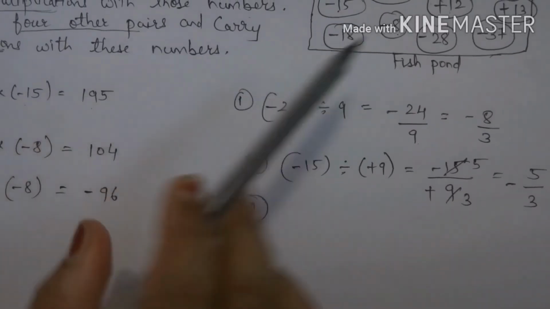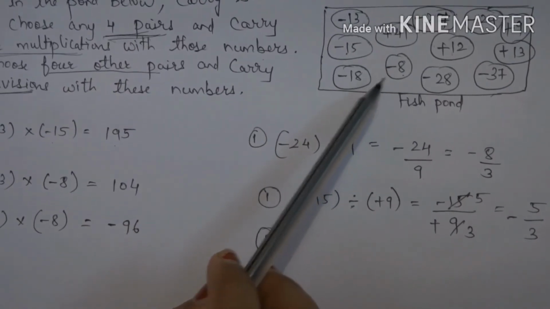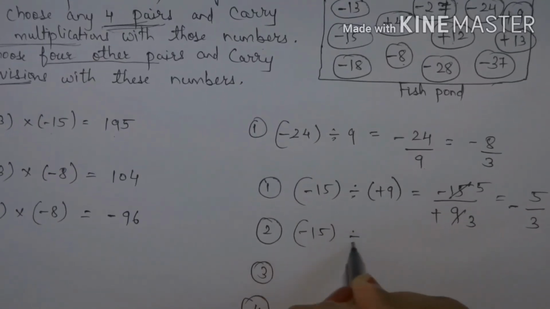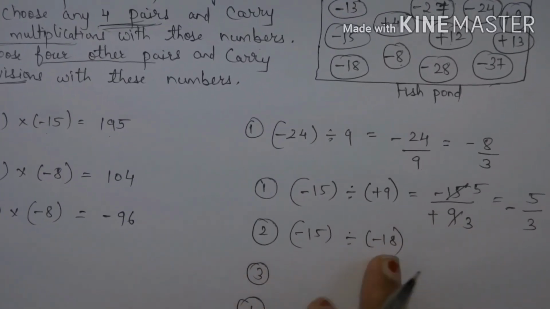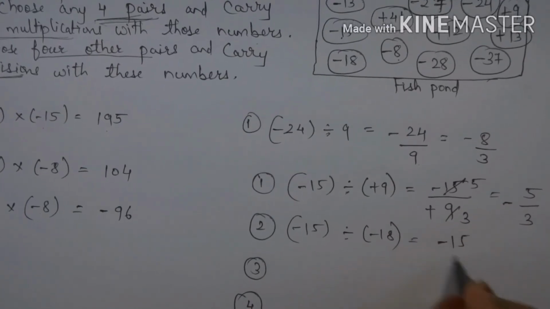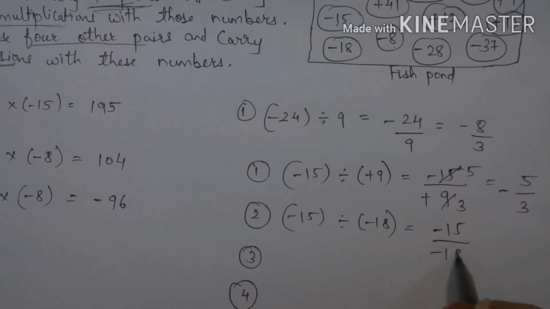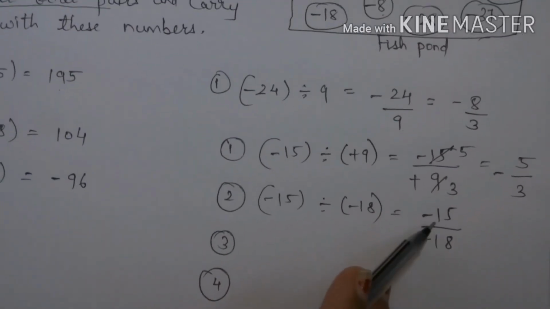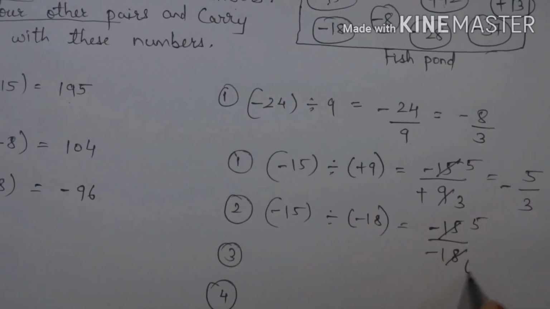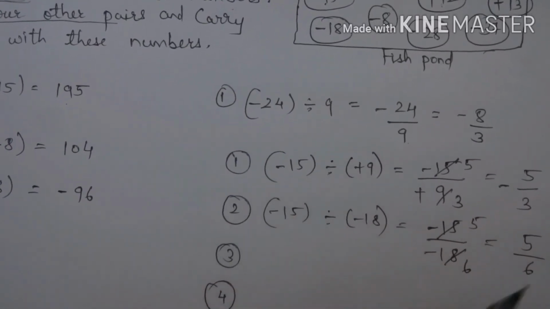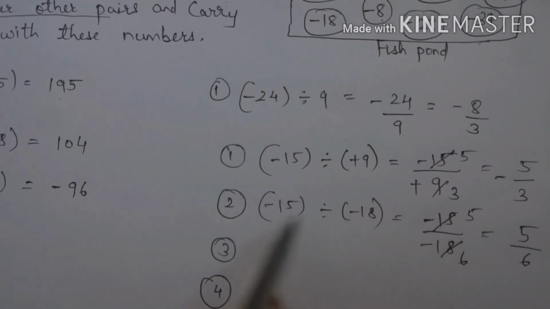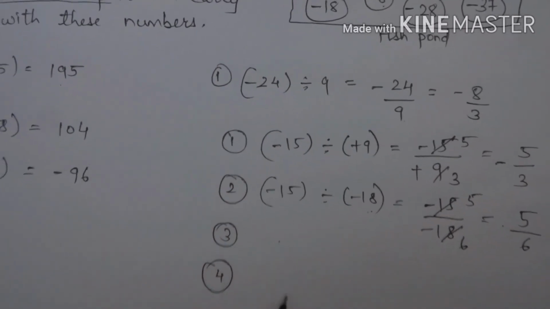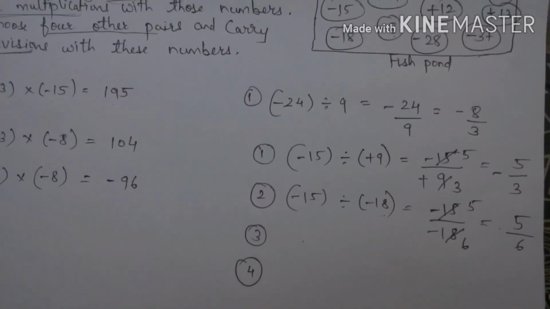One more I am taking. I will take minus 15 and minus 18. Minus 15 divided by minus 18. Write them in fraction form. Minus 15 upon minus 18. Reduce these 2 numbers. See the table in which both the numbers will go. 3's table. 3 5s are 15, 3 6s are 18. So what fraction did we get? Reduced fraction 5 upon 6. Minus minus is plus. Plus we are not putting. So we got 2 examples. 2 more in both multiplication and division you will find out.